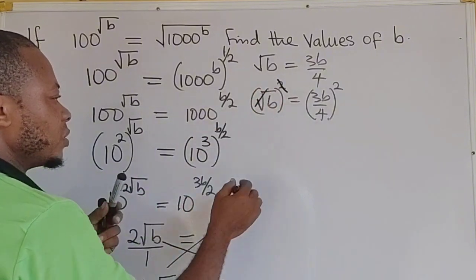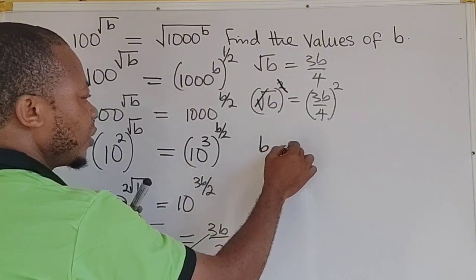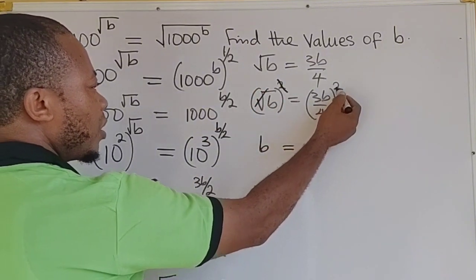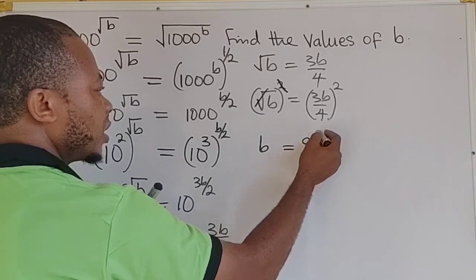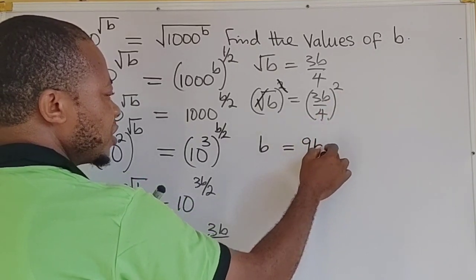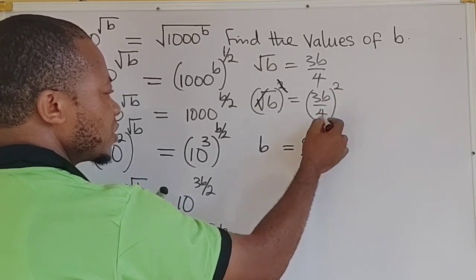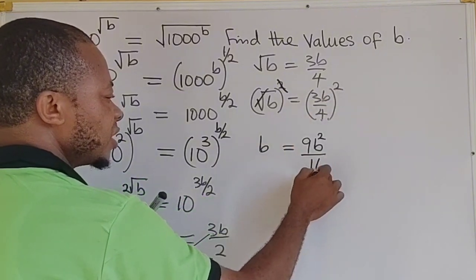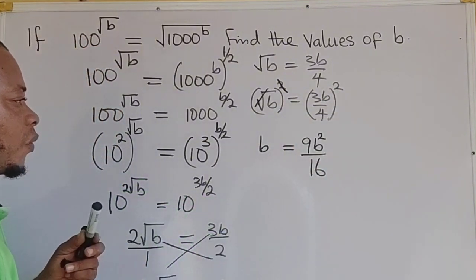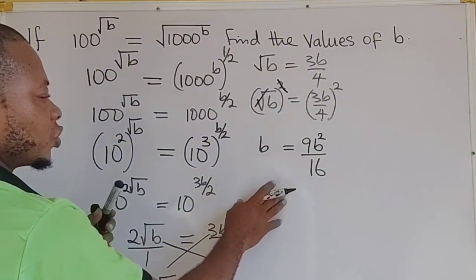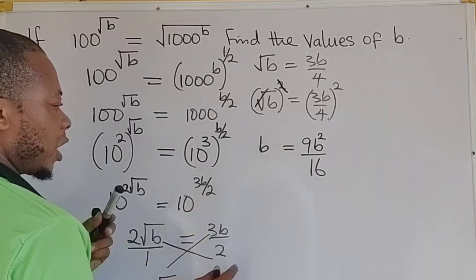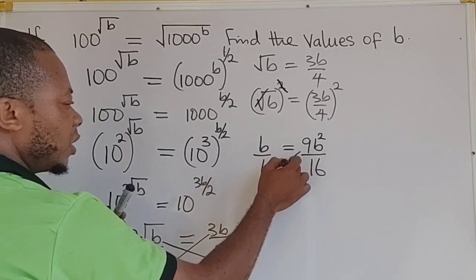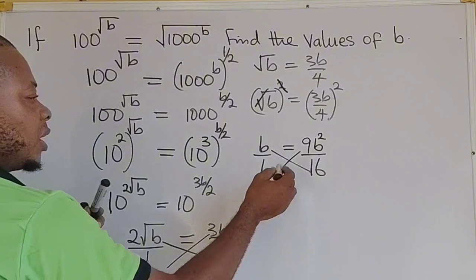When we do this, we remove the square root. We now have b equals the square of 3, which is 9, the square of b is b squared, then the square of 4 is 16. We now have another case where we are going to cross multiply. This can be over 1, so let's cross multiply once again.